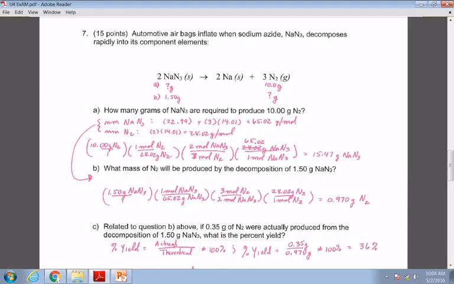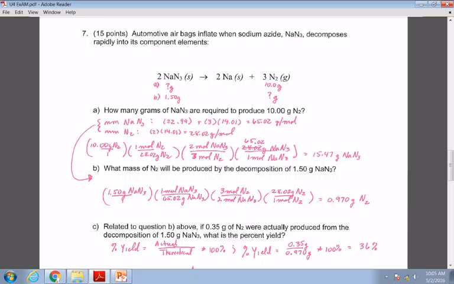For A, I wanted you to do a stoichiometric calculation from 10.0 grams of N2 to grams of NaN3. So you can see how I needed the molar mass, or you needed the molar mass, of both of those things. And for B, it's switching up a little bit. In this case, we know the mass of the NaN3, but we're trying to get the mass of the N2. And then C actually is related to B. C says, let's just say you had your 1.50 grams of NaN3, okay? And in B, you came up with theoretically how much N2 should be formed.